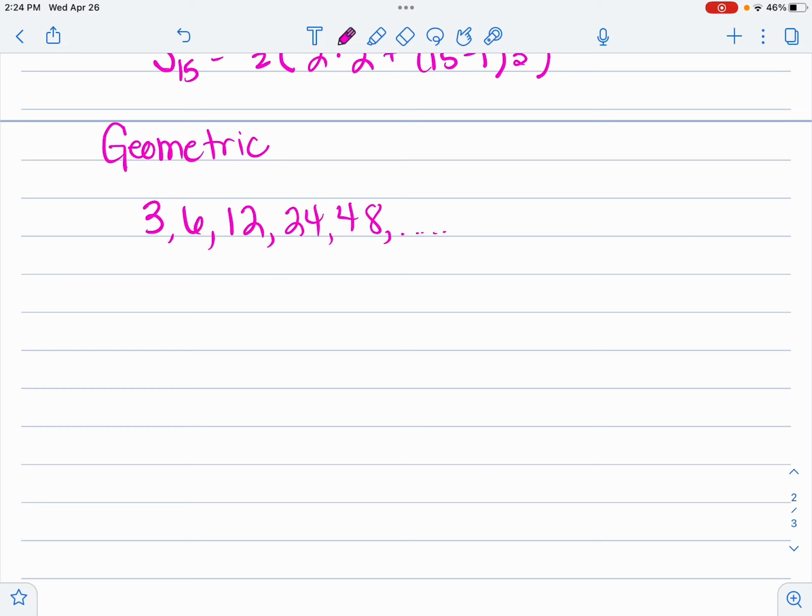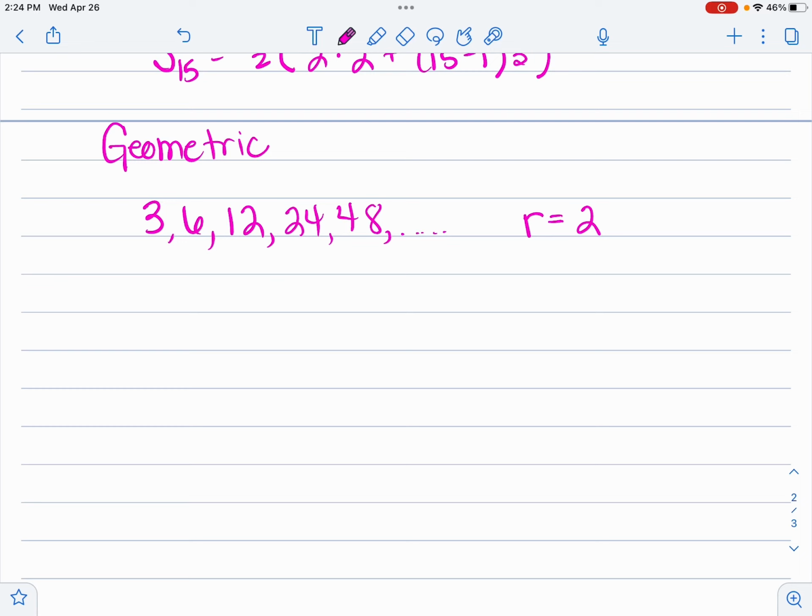Now in geometric sequences, we don't have a common difference because we're not adding or subtracting, but we have what's called a common ratio, or what it is we're multiplying by. So in this case, the common ratio would be 2, because if I do 3 times 2, 6 times 2, 12 times 2, that's going to give me the next term in the sequence. So that was the other one we learned about. We talked about if we graph these, then it's going to be an exponential function, which means that these numbers are going to get really, really big, really, really fast.